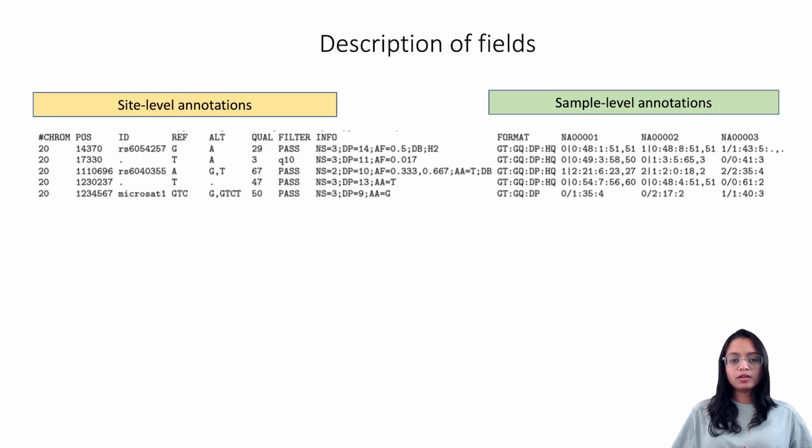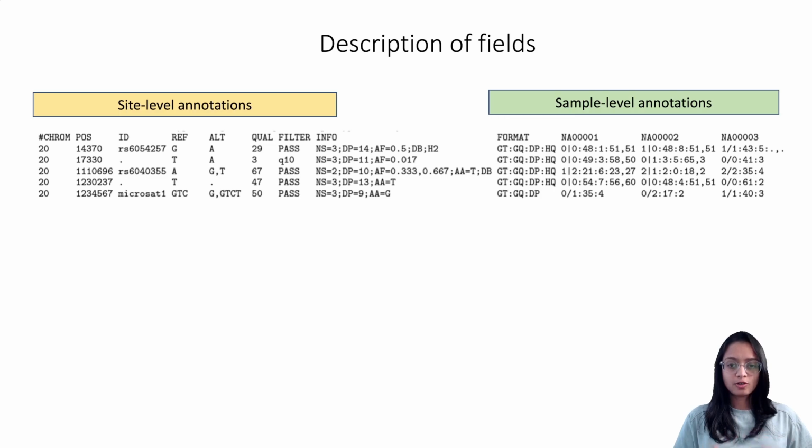The lines following the header line are the record lines. So basically, these lines store information about the variants and various information about the variants as well as about the sample. So let us go into the details of each of these columns and take a look at what information is stored in each of these columns.